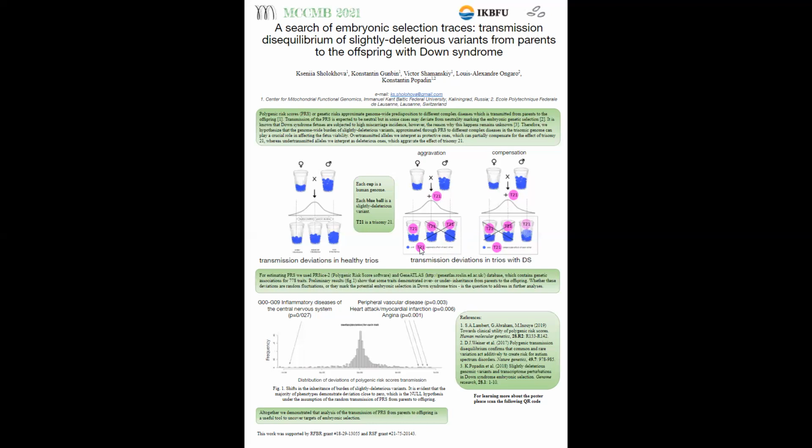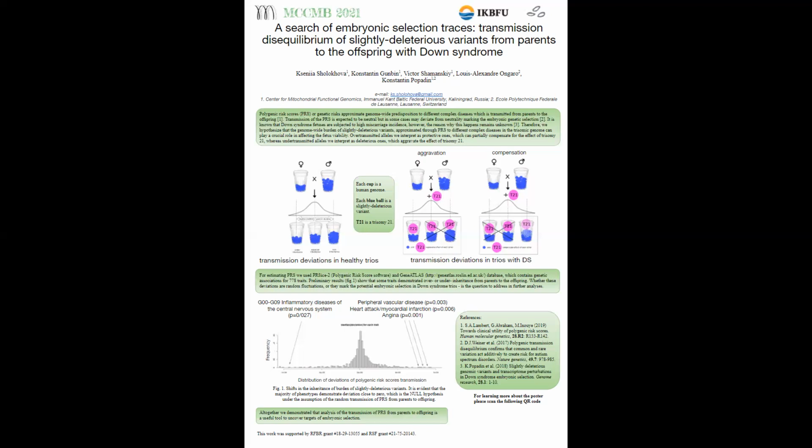The figure depicts how the presence of extremely deleterious mutations such as trisomy can intensify embryonic selection by increasing the deviation of children from the expected mean. We interpret over-transmitted alleles as protection, which can partially compensate for the effect of trisomy, while we interpret under-transmitted alleles as aggravating, which enhance the effect of trisomy. And here we focused mostly on the aggravation model hypothesis.